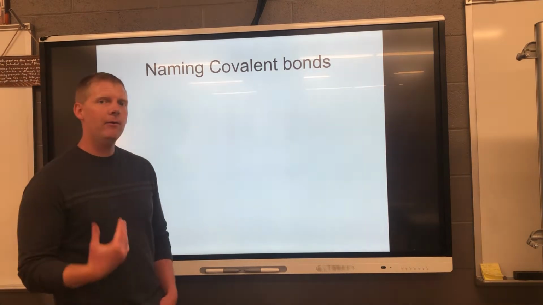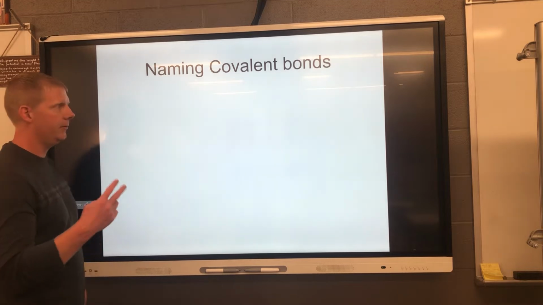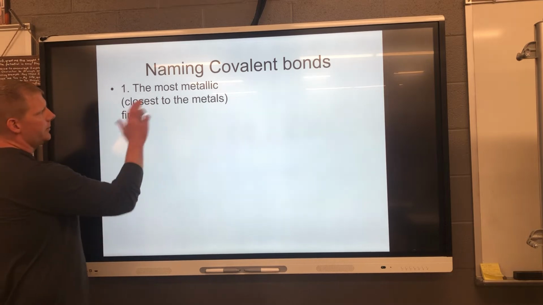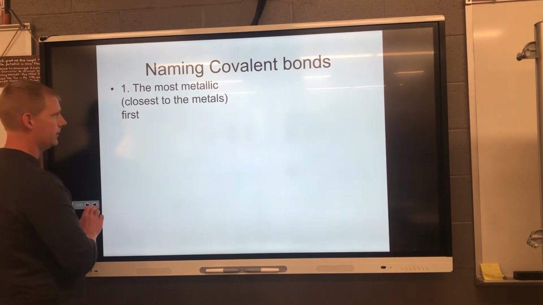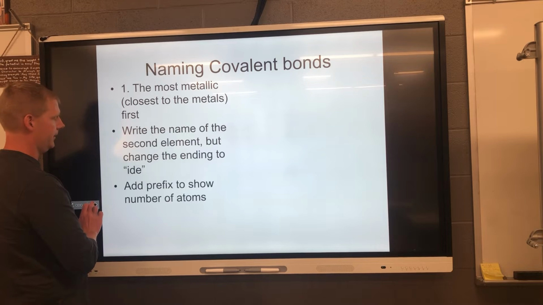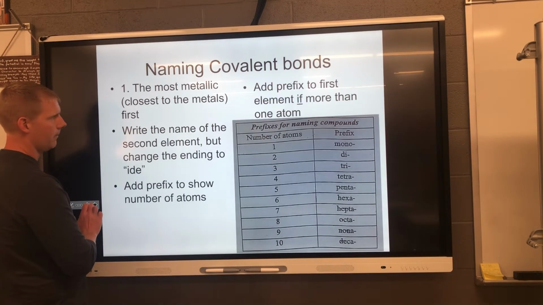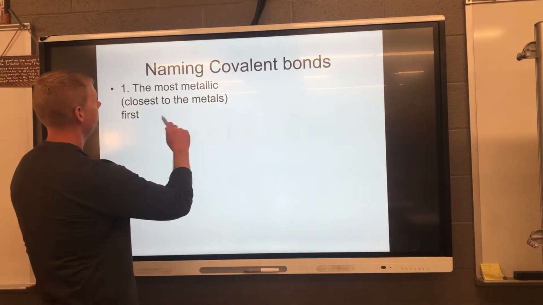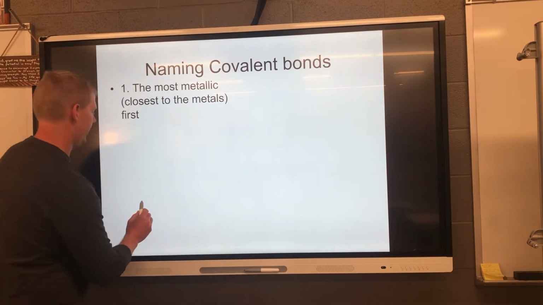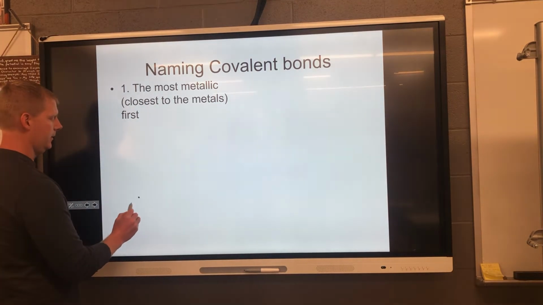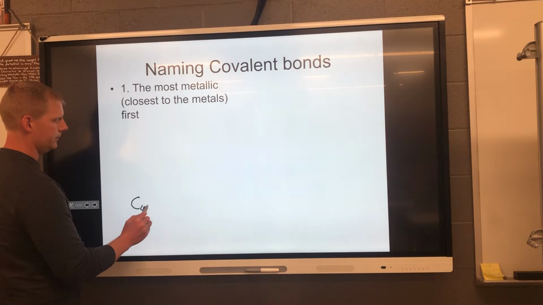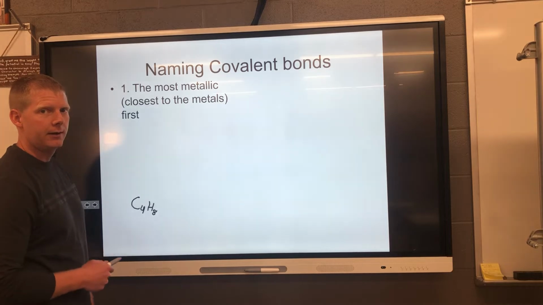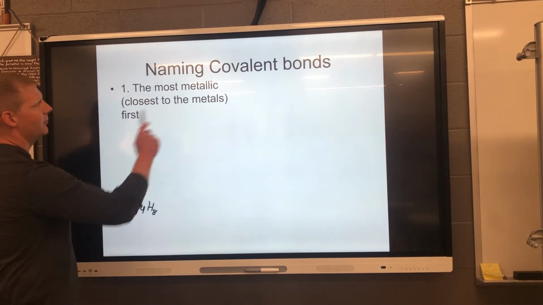All right, second one, naming covalent compounds. So again, here we have two non-metals. So first, we're going to write the most metallic one first. Let me get my examples up here. All right. Let's say I have C4H8. So that's going to be our chemical formula. So write the most metallic one first.